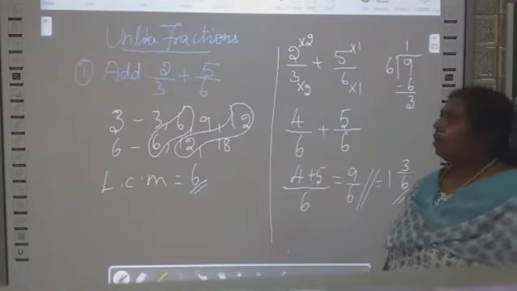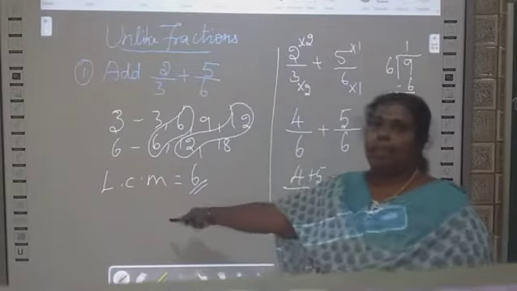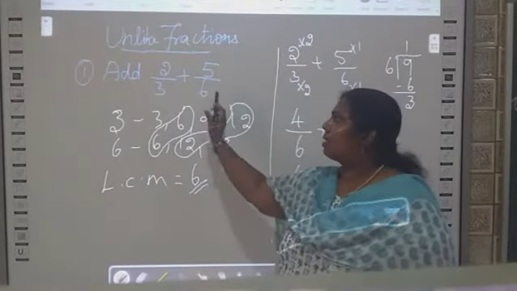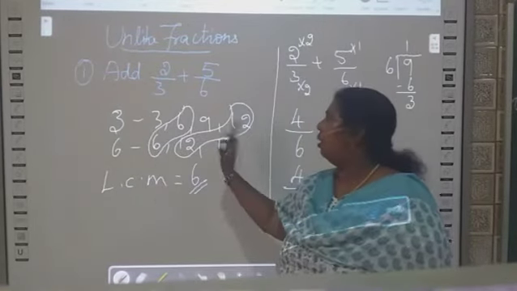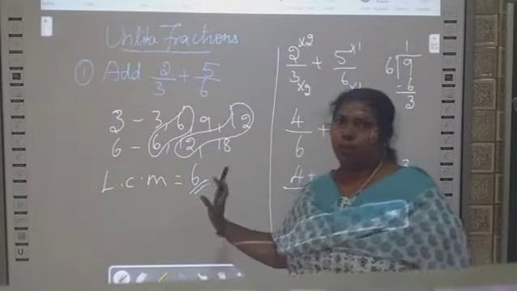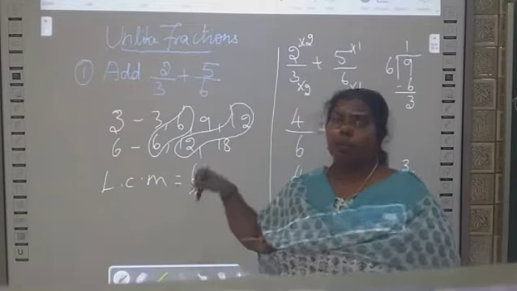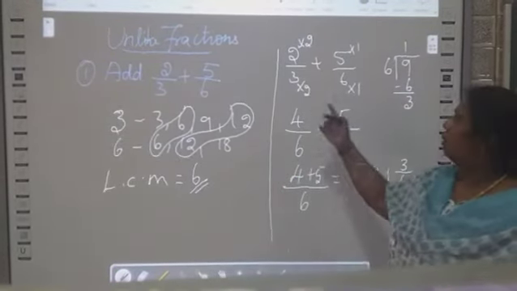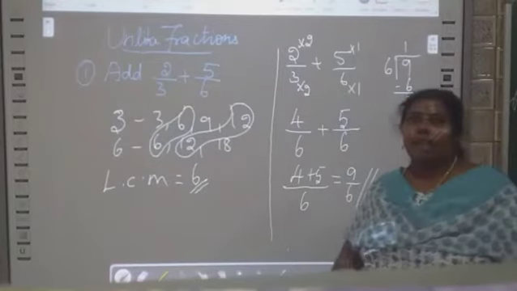Right? First, what we have to do is find the LCM of the denominator values. The denominators are 3 and 6. You know the multiples of 3 and the multiples of 6, so find out the lowest common multiple. The lowest common multiple is 6. Then you have to make the denominator 6.